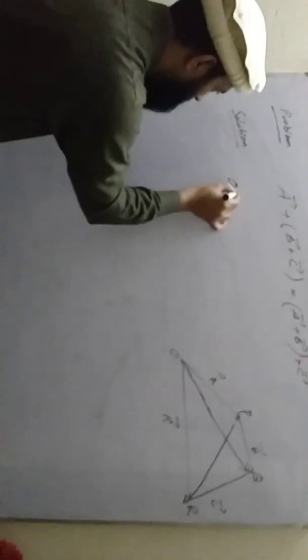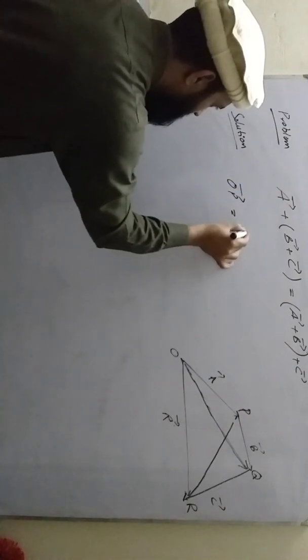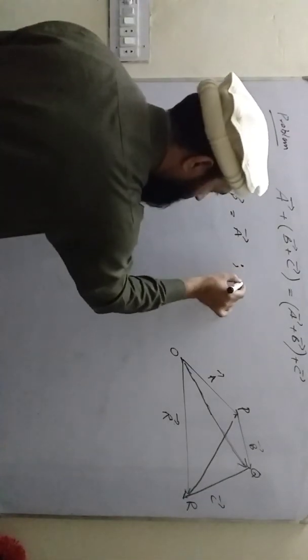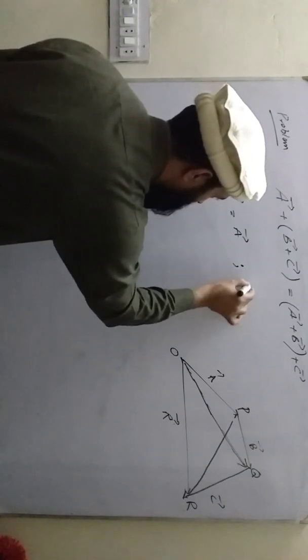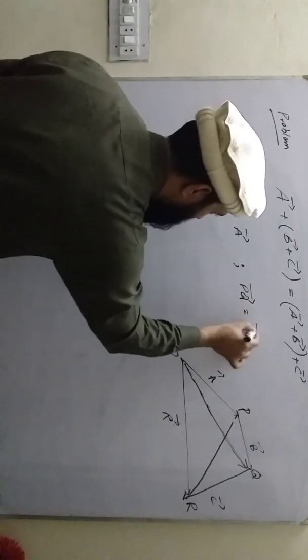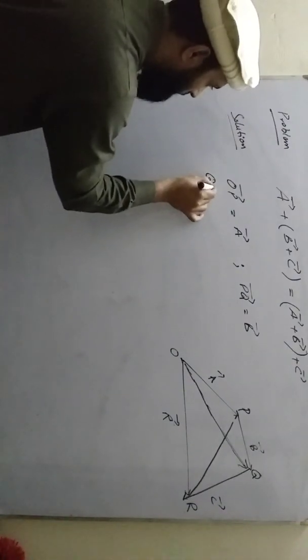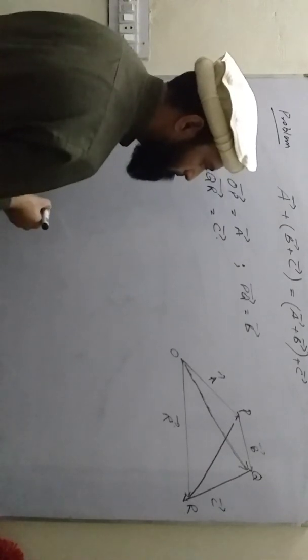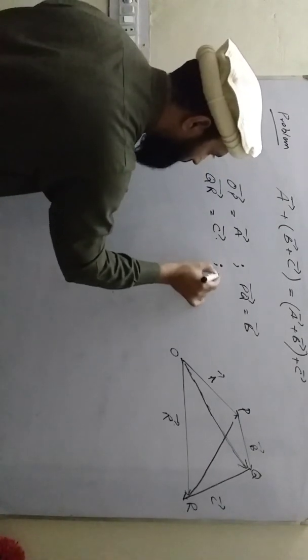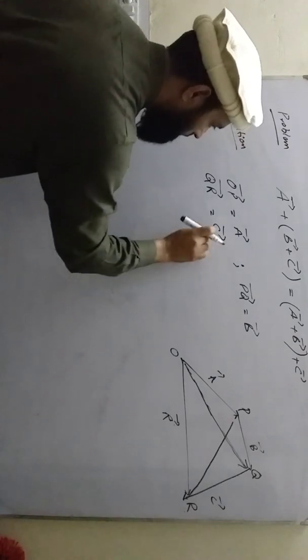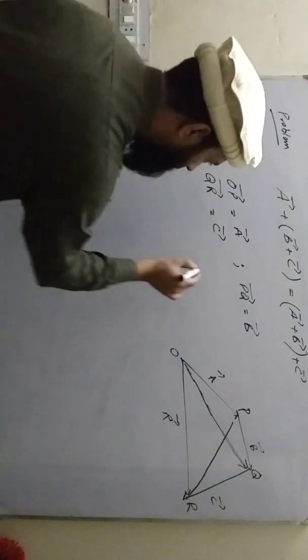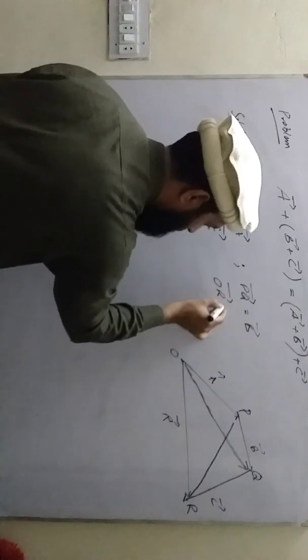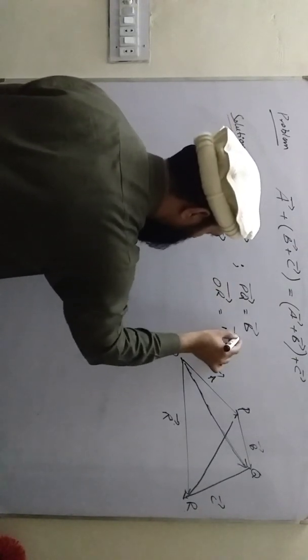On the diagram, OP is the vector representing vector A, PQ representing vector B, QR representing vector C, and OQ and OR representing the resultant vector R.